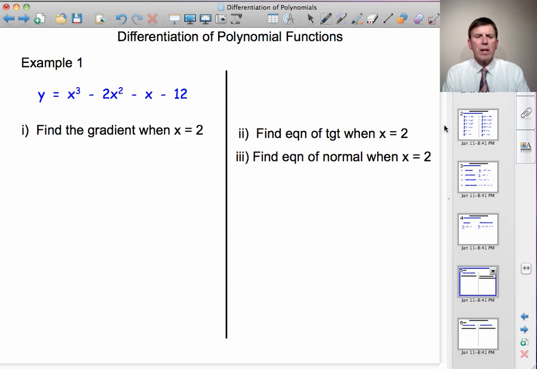Consider the curve y equals x cubed minus 2x squared minus x minus 12. Part 1, find the gradient when x equals 2, and parts 2 and 3, find the equation of the tangent to the curve when x equals 2, and find the equation of the normal to the curve when x equals 2. We begin then by finding dy by dx.